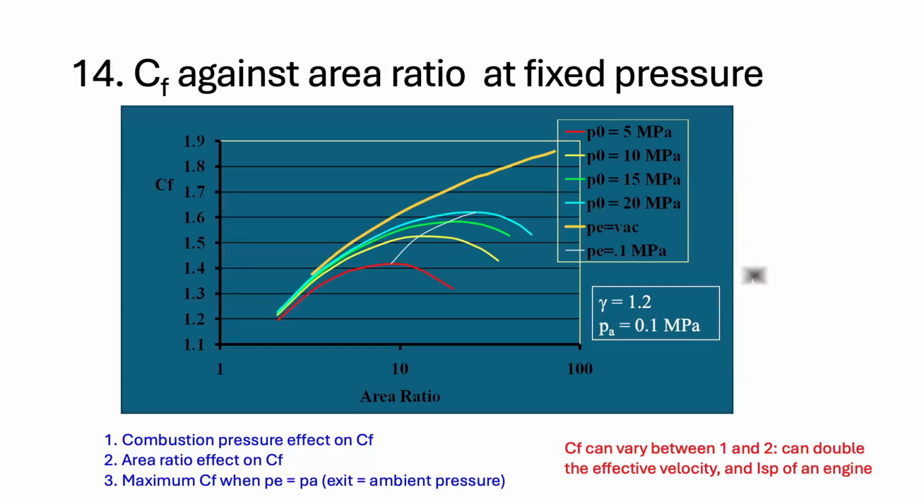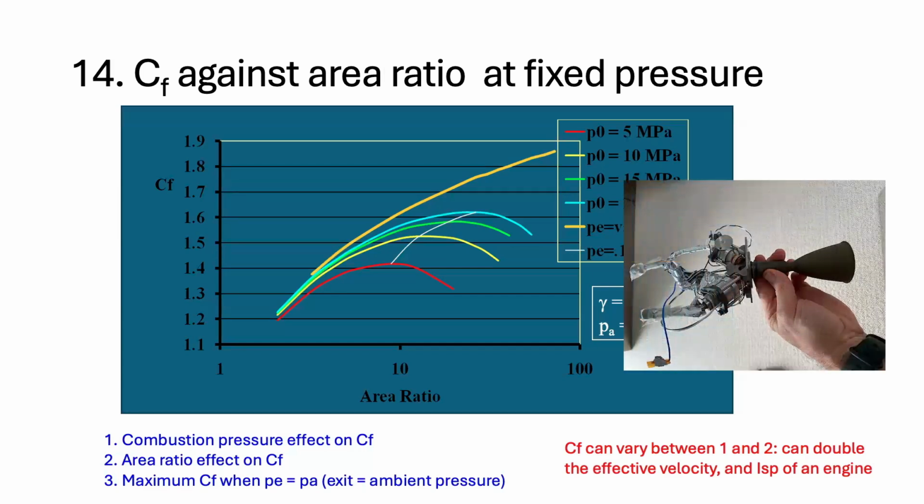CF can vary between more or less 1 and 2 and can effectively double the velocity, or the ISP, of the engine. And this is why in our earlier picture of the engine, you can see that this small engine with a very narrow throat has a very large nozzle, because it's designed to operate in the vacuum of space where the external pressure is almost zero. And by expanding the internal gases until their pressure drops to zero, you can gain maximum benefit of C star.